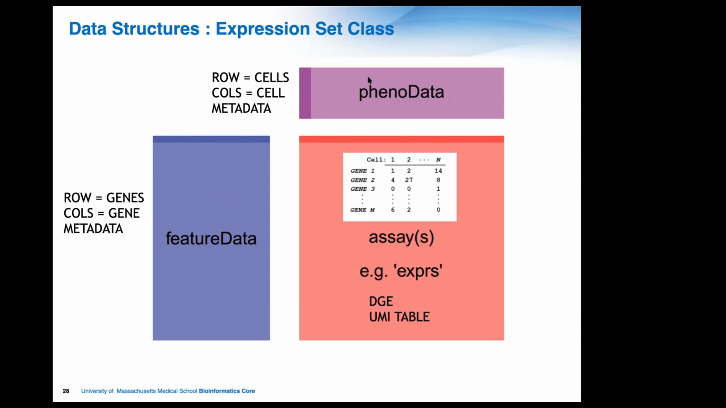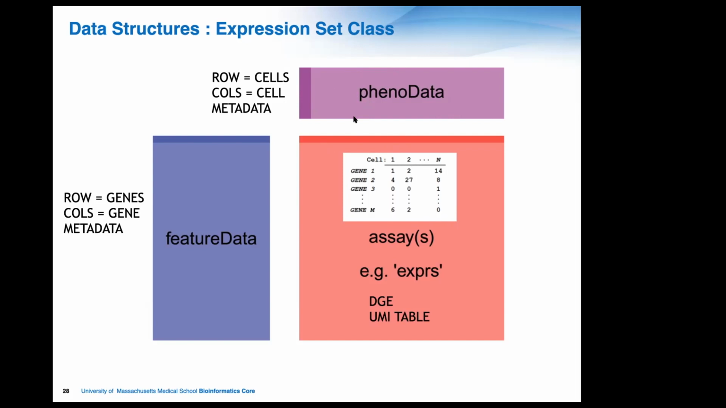We also have pheno data. They have it drawn here transposed, but the rows of the pheno data are the cells, whereas in the expression data the columns are cells. So the number of rows in the pheno data is equal to the number of columns in your expression data. Here, the rows are cells, and the columns become metadata about those cells.